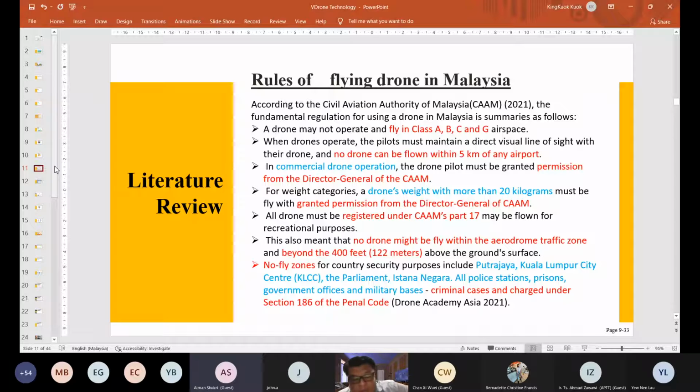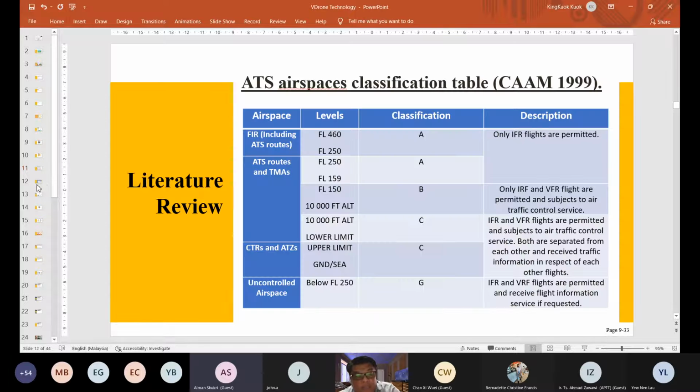So for flying drones in Malaysia, there are a few rules that we need to adopt. All rules are according to the Civil Aviation Authority of Malaysia, CAAM 2021. The first rule is that the drone may not be operated and flown in class A, B, C, and G airspace. We can refer to this table. I don't want to go into this table in detail.